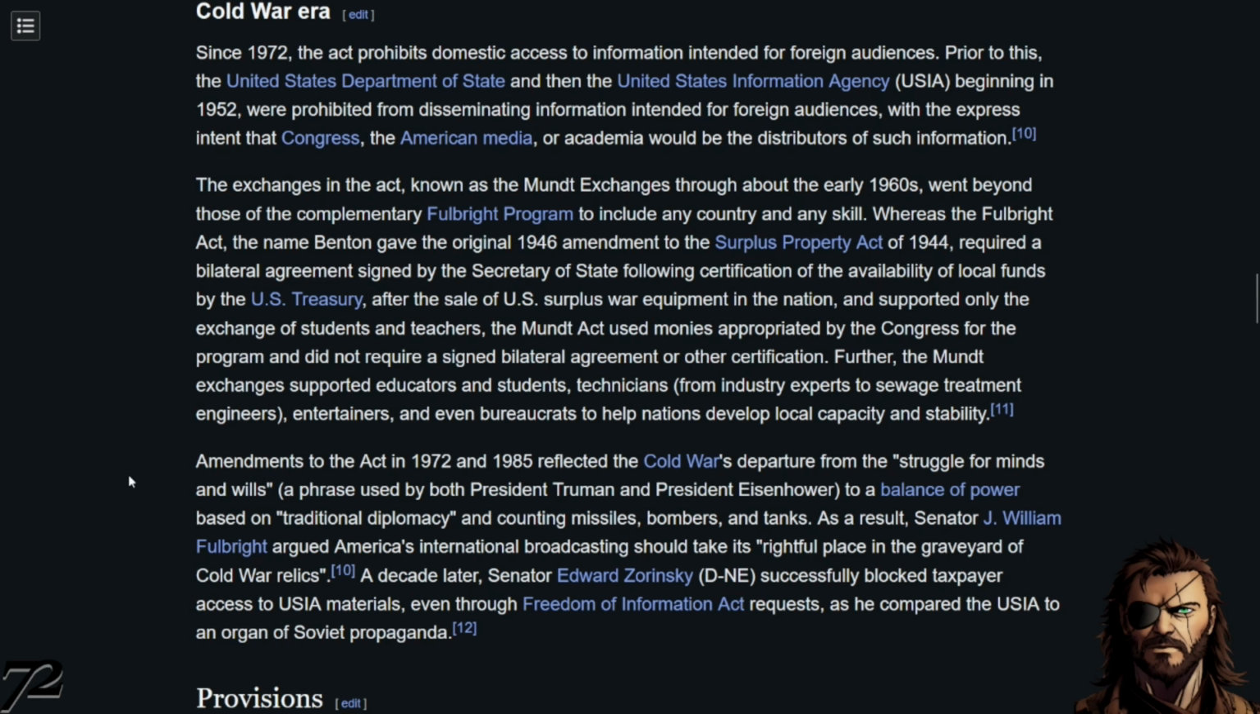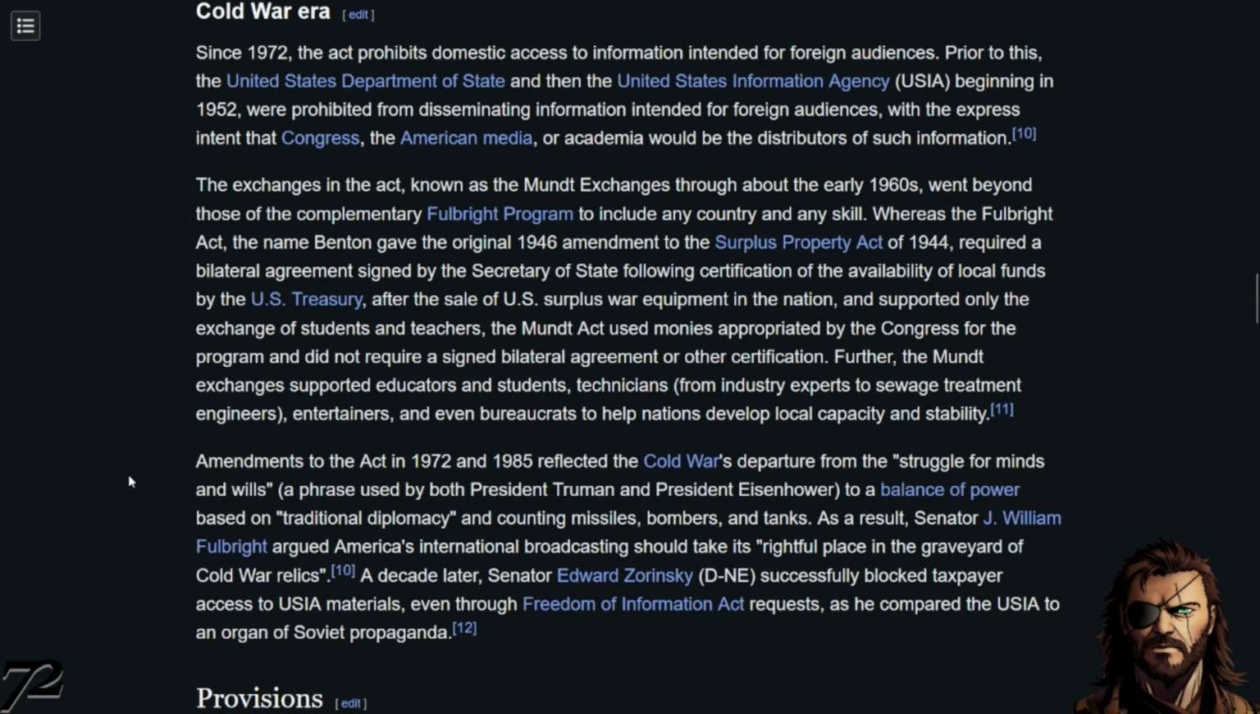The Mundt Act used monies appropriated by the Congress for the program and did not require a signed bilateral agreement or other certification. Further, the Mundt exchanges supported educators and students, technicians from industry experts to sewage treatment engineers, entertainers, and even bureaucrats to help nations develop local capacity and stability.